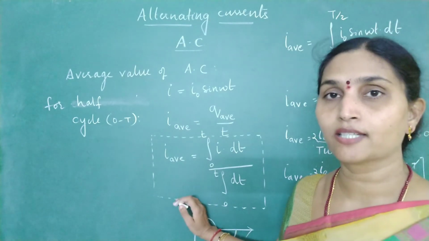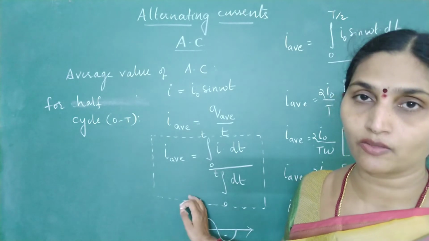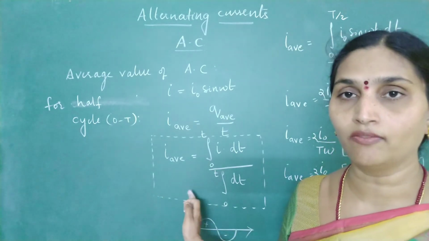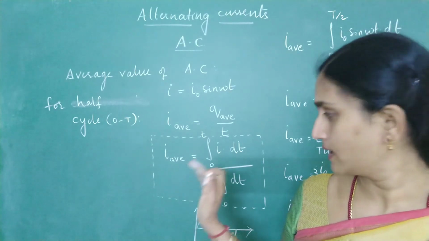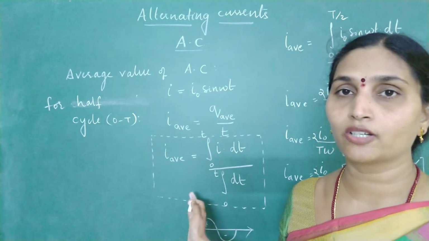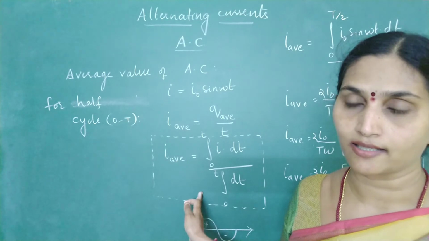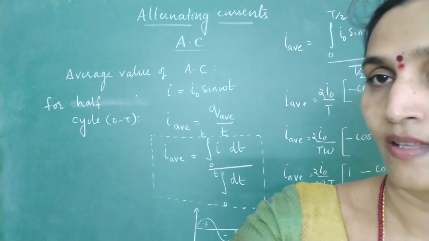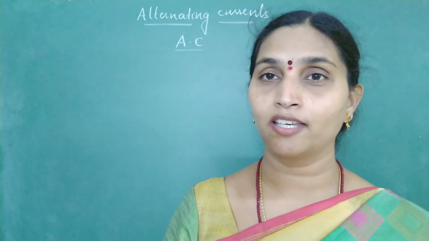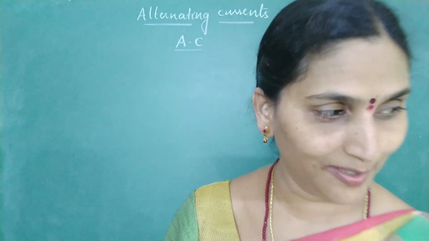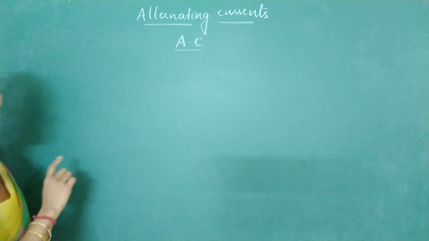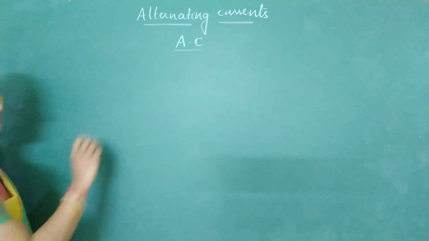When you have a complete cycle and it is a symmetric wave like sine or cosine function, I will tell you one more alternative method. Again I repeat, that second method is applicable only when your time period is one complete cycle. Let us see how to find out. Now look at the alternative method to find out the average value. Remember it's applicable for one complete cycle.